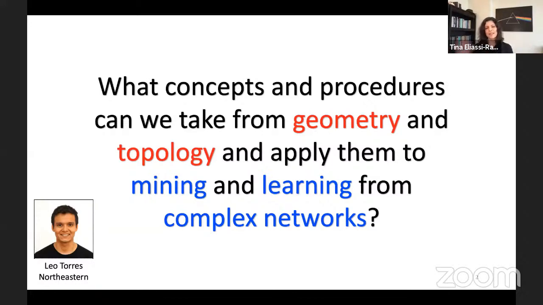Complex networks are everywhere. You can think of them from the World Wide Web to the connections in your brain, to protein-protein interaction networks, and so on and so forth. Leo comes from an applied math background, and I am a graph miner. So we said, let's bring these two together and see what we can learn.